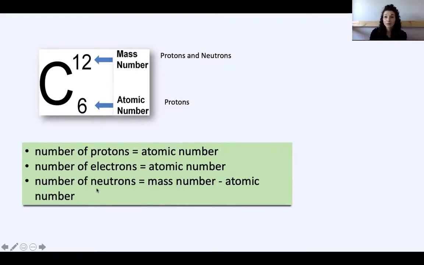And there is a calculation that you can do to calculate the number of neutrons in an atom. It's the mass number, which is, remember, the number of protons and the number of neutrons. So it's that mass number, take away the atomic number, which is the number of protons. So you've got the protons and the neutrons, you take away the atomic number, which was the protons, and you get left with just the number of neutrons. So you can work out the number of neutrons by doing the mass number take away the atomic number.